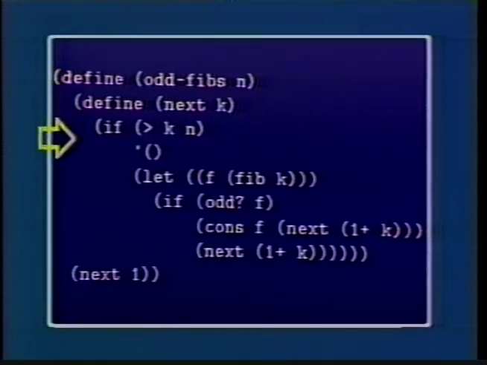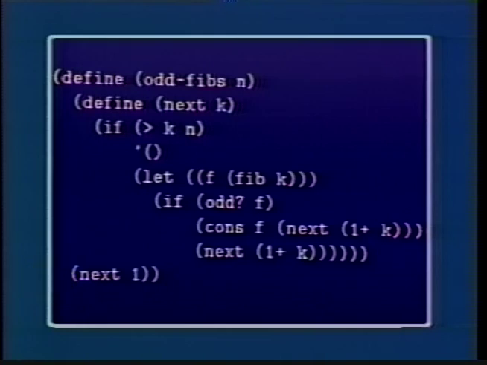And here is a standard loop, the way we've been writing it. This is a recursion. Right? It's a loop on k and says, if k is bigger than n, it's the empty list. Otherwise, we compute the kth Fibonacci number, call that f. If it's odd, we cons it onto the list starting with the next one. And otherwise, we just take the next one. And this is the standard way we've been writing iterative loops, and we start off calling that loop with 1.